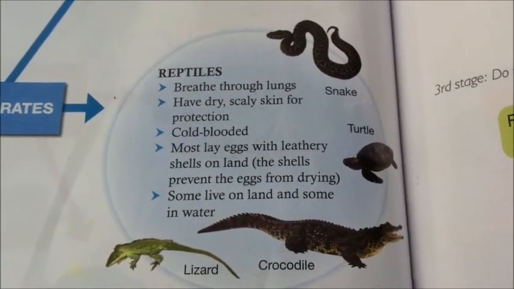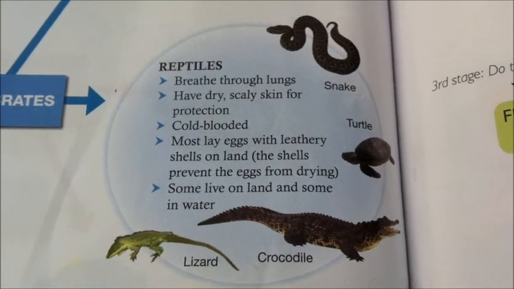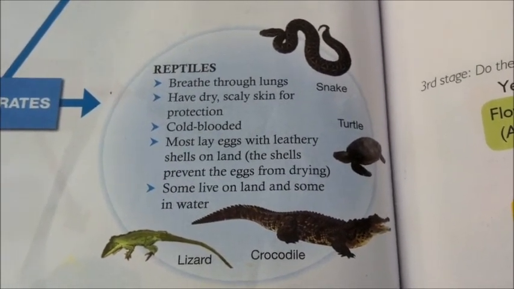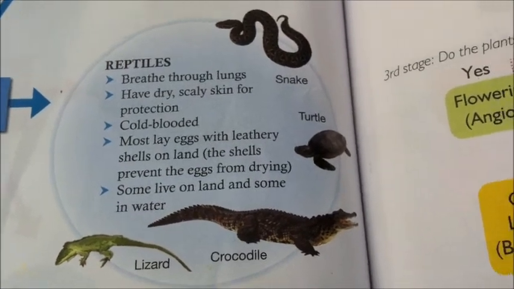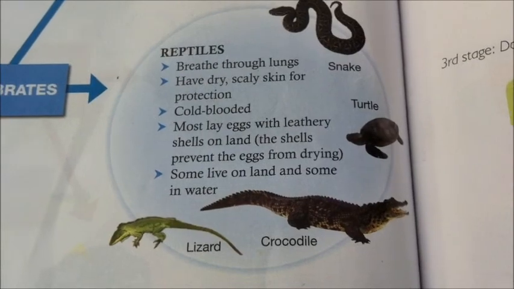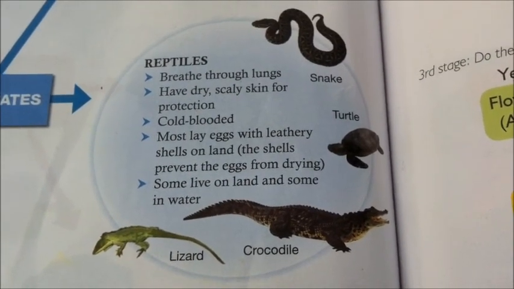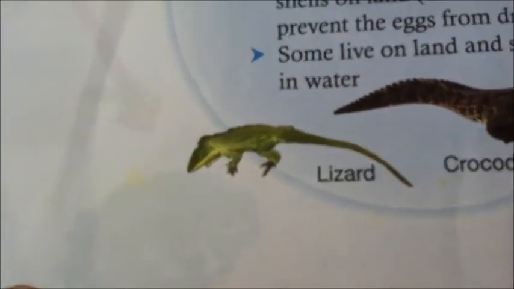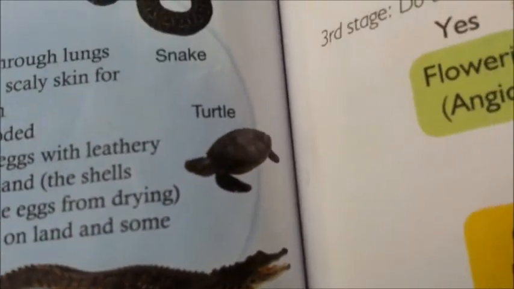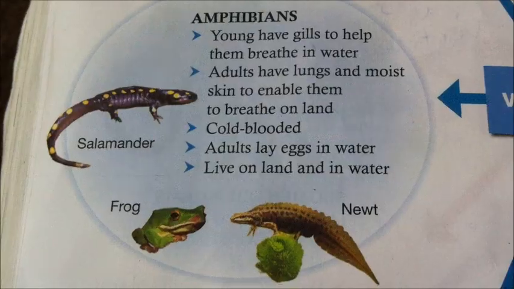Reptiles breathe through lungs and have dry scaly skin for protection. Cold-blooded, most lay eggs with leathery shells on land. The shells prevent the egg from drying. Some live on land and some live in water. Some examples of reptiles are lizard, crocodile, turtle, snake.